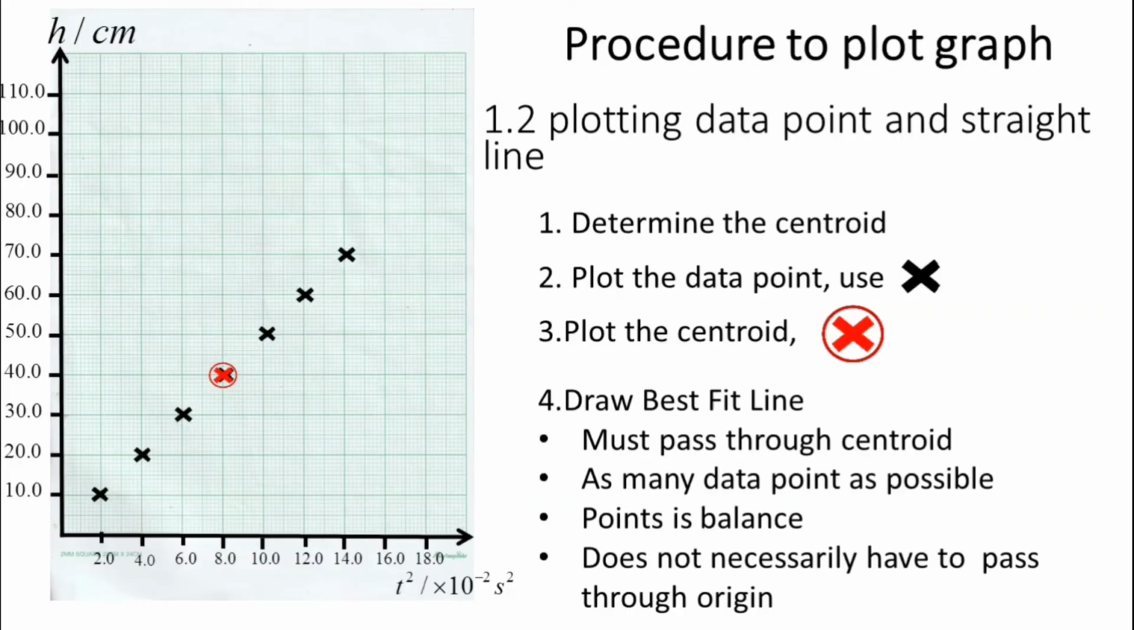Now you are going to draw your best fit line. Your best fit line must be passing through the centroid and as many data points as possible. Make sure the number of data points is balanced on the above and below the line. Your best fit line does not necessarily need to pass through the origin. Next, we are going to determine the gradient of the graph.